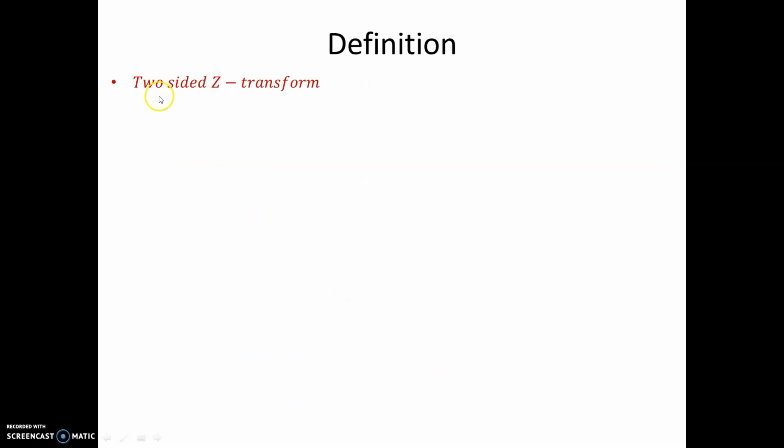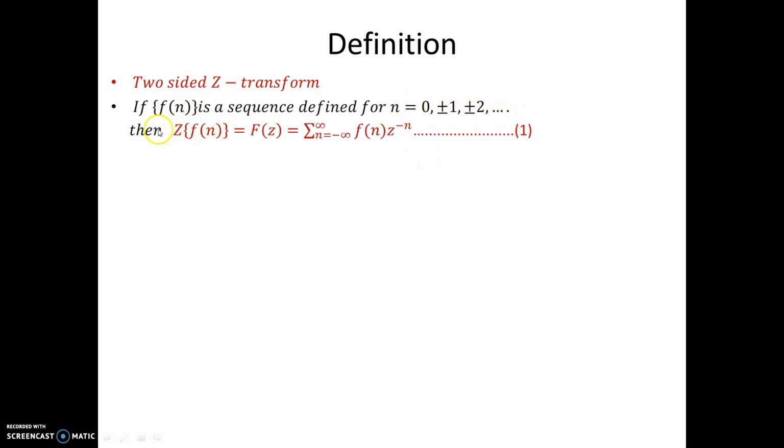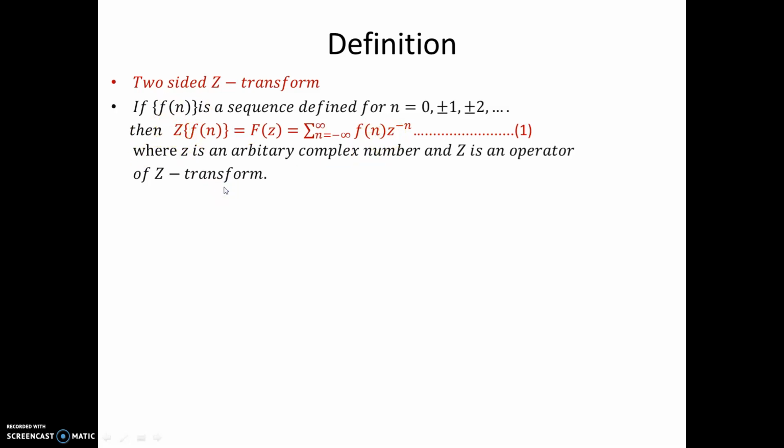First, we see the two-sided Z transform. If curly bracket f of n is a sequence defined for n equal to 0, plus or minus 1, plus or minus 2, etc., then the Z transform of f of n is denoted as capital F of Z and is defined as the summation from n equal to minus infinity to plus infinity of f of n into Z power minus n, where Z is an arbitrary complex number and capital Z is the operator of the Z transform.